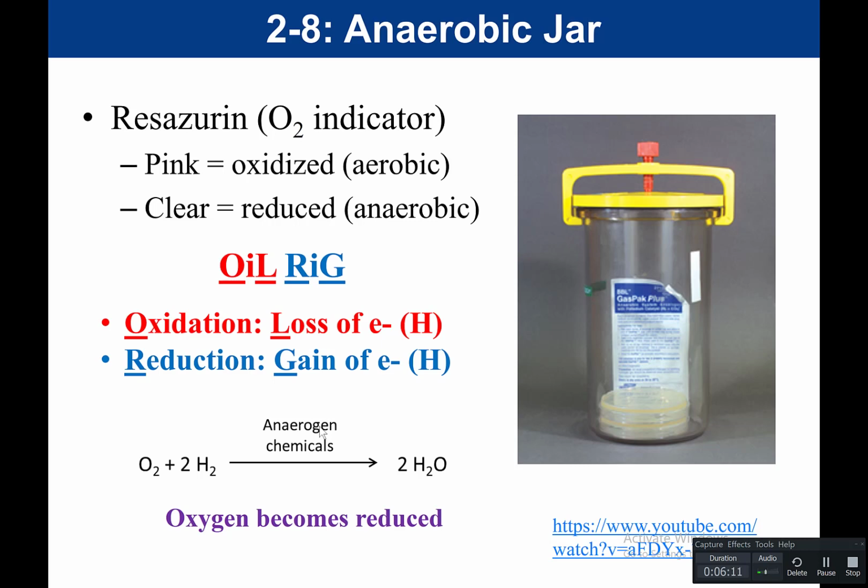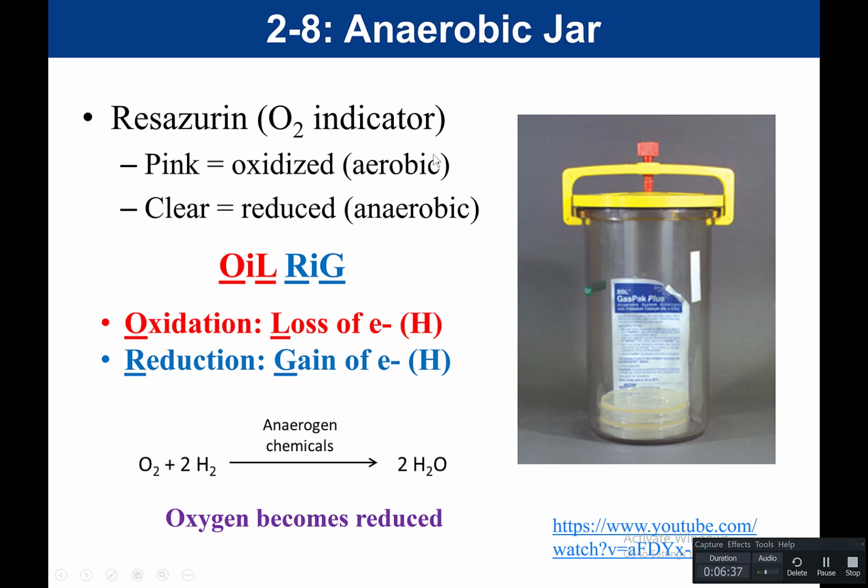We need to make sure that our seal is good and that, in fact, those chemicals are reducing the oxygen to form water. And so the way that we make sure that this is working is that we also put in the jar an O2 indicator. And this O2 indicator is called resazurin. So resazurin is going to be pink when oxidized. Oxidized, think of with oxygen.